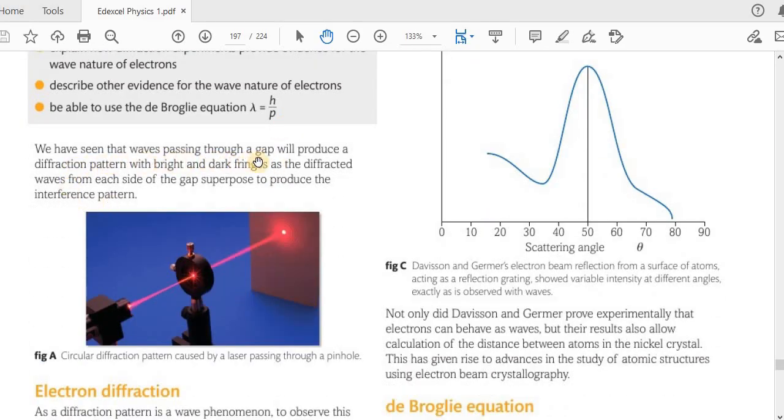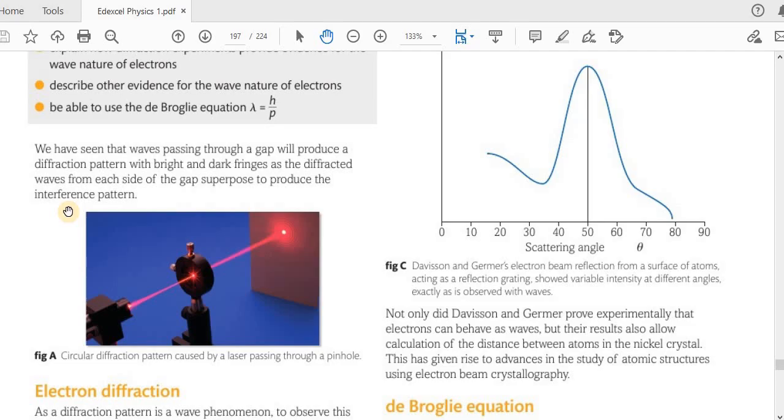We have seen that waves passing through a gap will produce a diffraction pattern with bright and dark fringes as the diffracted waves from each side of the gap superpose to produce the interference pattern. This was learnt in a previous chapter when you learnt about waves. Now you learnt about the Young's double slit experiment, where monochromatic light was passed through a slit, and after that there was a double slit. First it passed through a single slit, it got diffracted, then it was passed through a double slit, or you can directly do it with the double slit also.